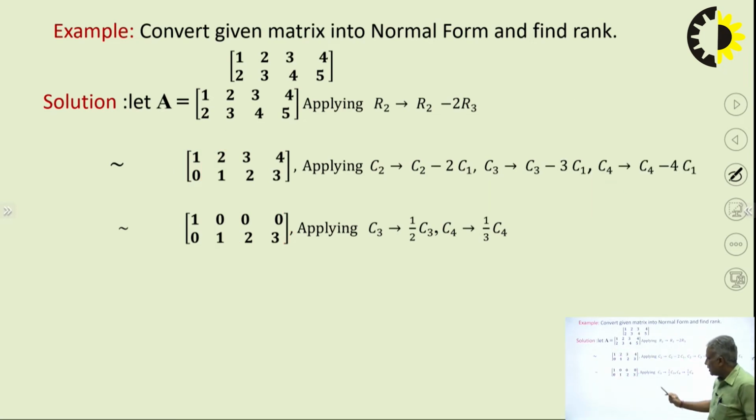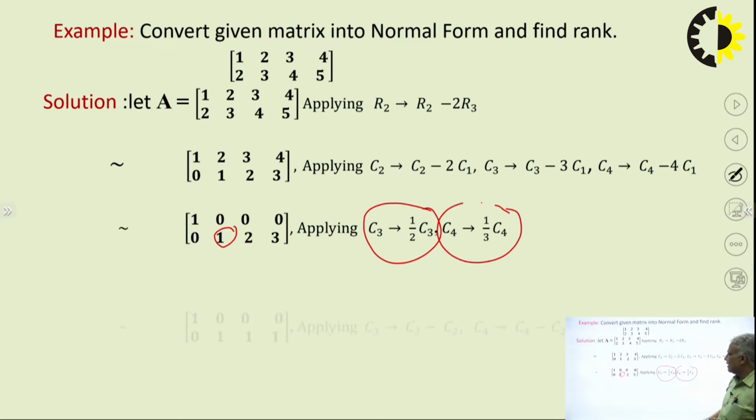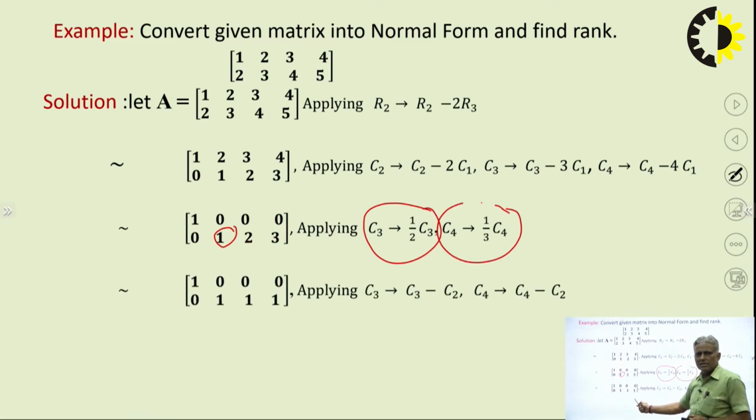Now our aim is to reduce this element to 0, right? How? By using the column operations C3 divided by 2 and C4 divided by 2. What will be the result here? The result will be this here, right?